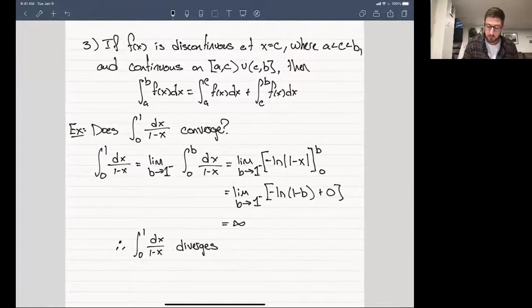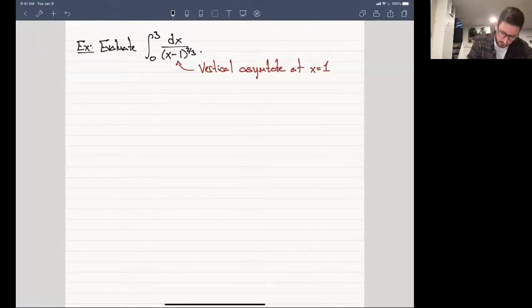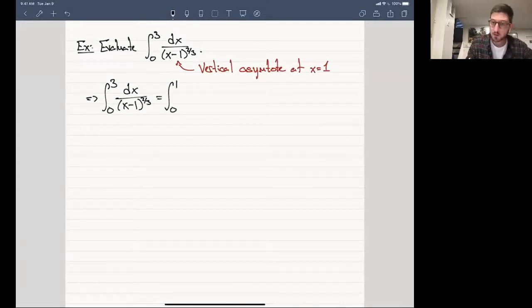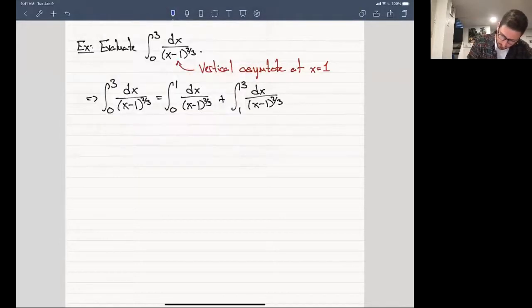So what number 3 tells me to do is to break up the integrals. So this tells me that the integral from 0 to 3 of dx over (x minus 1) to the 2/3 is equal to the integral from 0 to 1, so up to the problem point, and then from the problem point to the end. Okay, so maybe this is integral 1 and this is integral 2. We'll solve integral 1 first.